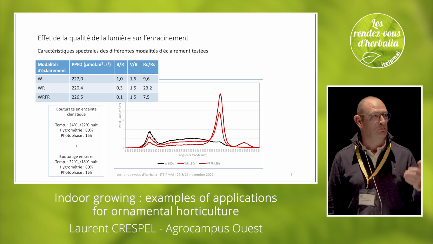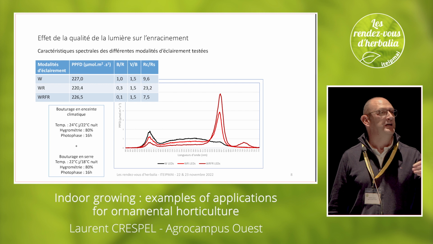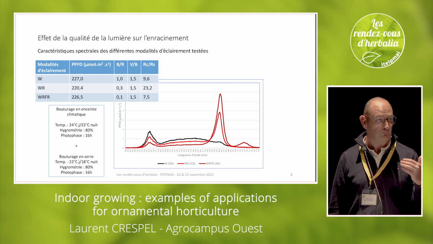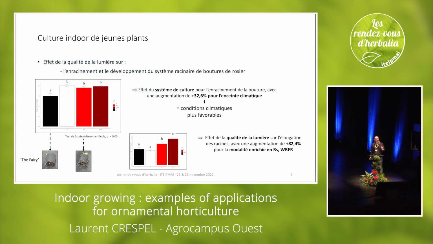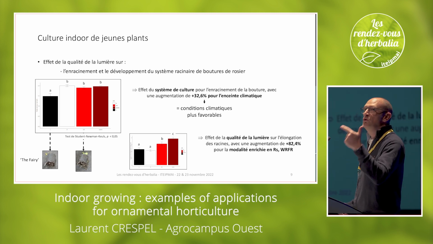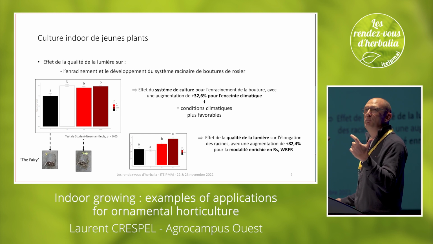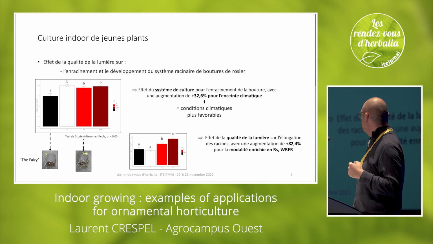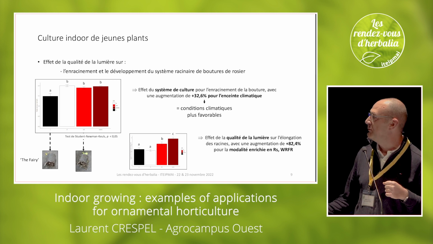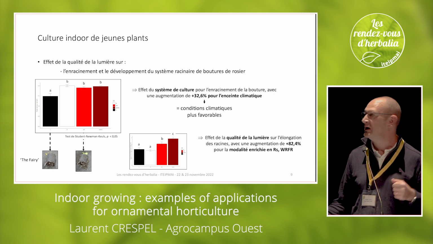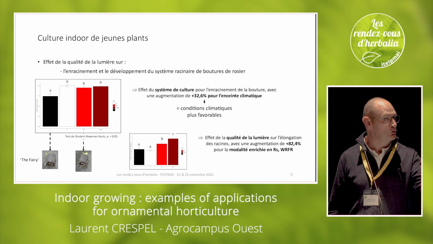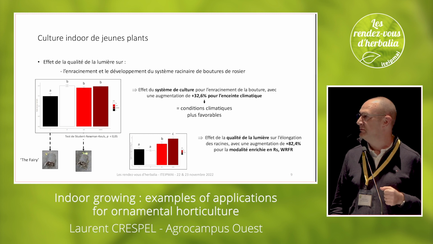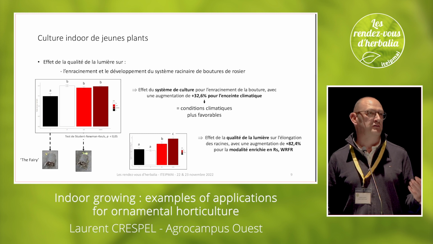What I forgot to say is that for all of these light spectrums, the light intensity was the same, only the quality of light varied, not the intensity. Results for the root system. We assessed all these modalities on two variables: the development of the root system, and here, the lengthening of roots. So the black bar is the greenhouse modality, and the red bars are about the two different solutions of reds that I told you about.